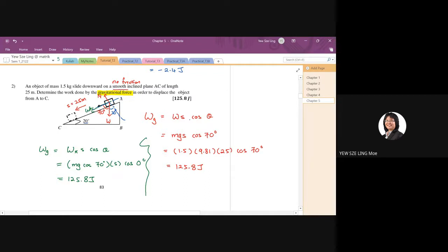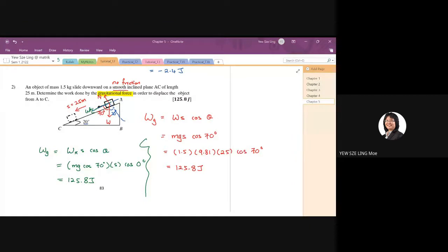So two methods. Dua kaedah, seperti biasa terpulang pada anda. Which one you want to use? In my class, I won't force you to follow just one method. You choose it by yourself. Which one is easier for you?